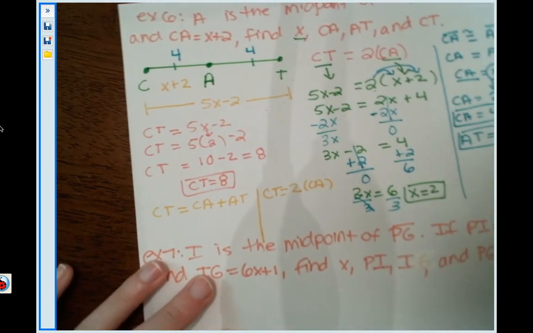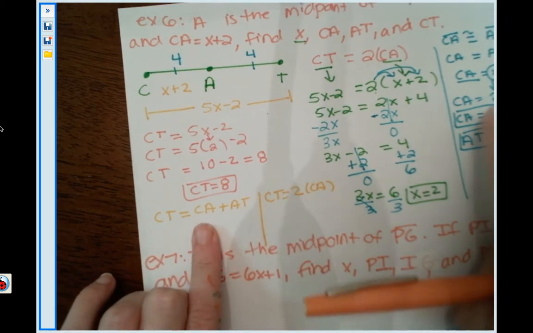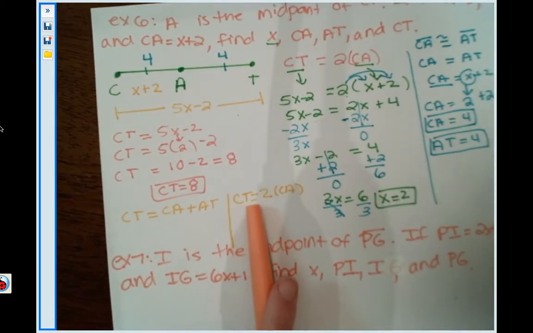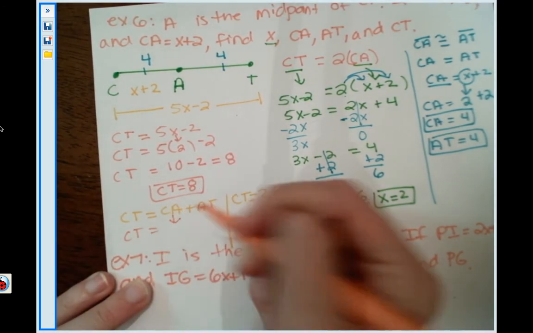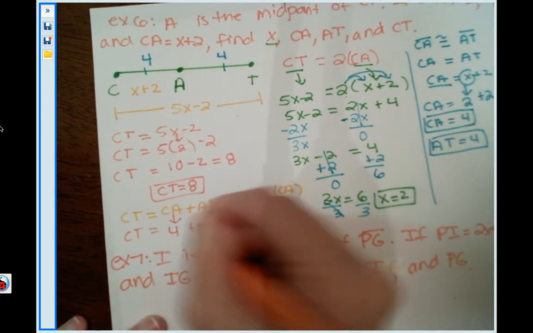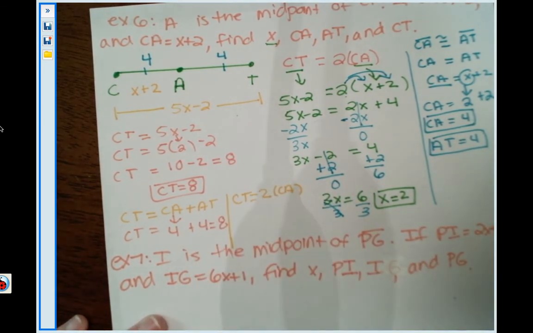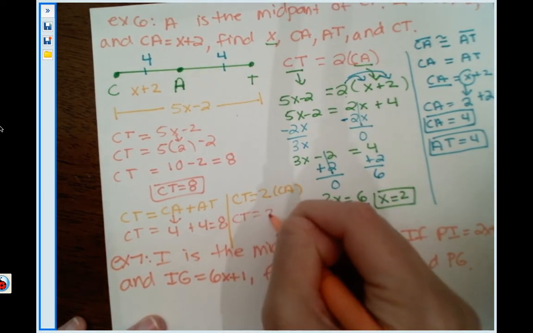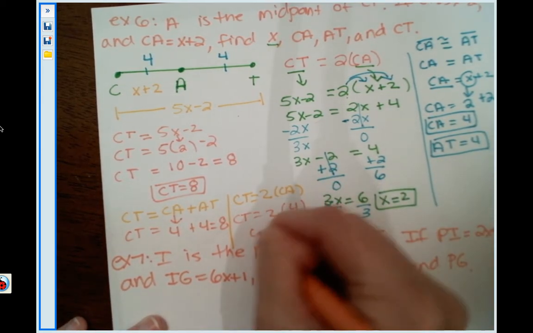And look, you guys, we should get the same answer every single time. So let's see what happens. My CA, we know over here, is 4, as well as my AT. So I can replace CA and AT with what they equal. CT equals 4 plus 4, which gives me 8. That's one way. Or I could have just doubled CA. CT equals 2 times my CA, which is 4. Bam! And 2 times 4 is 8.